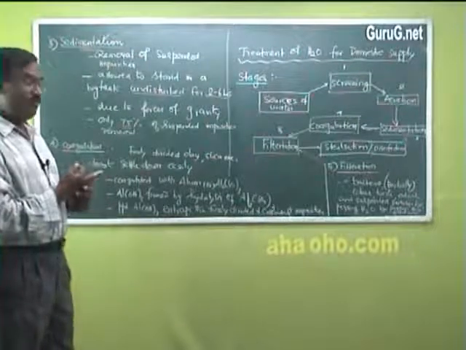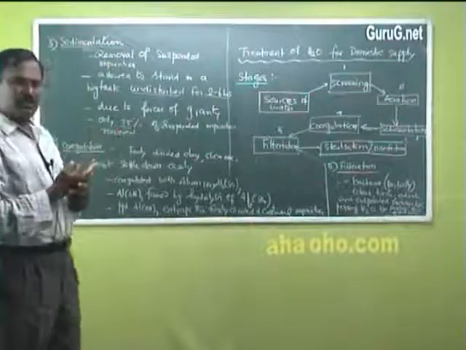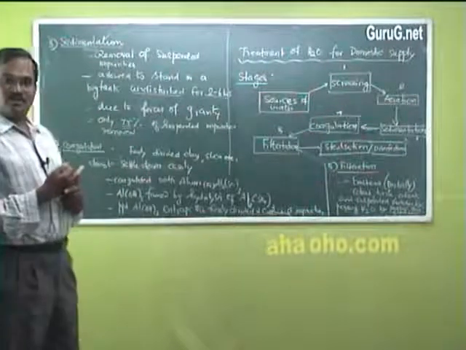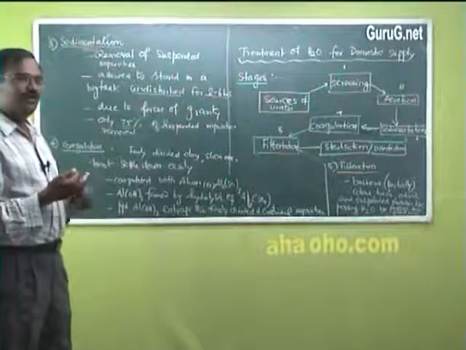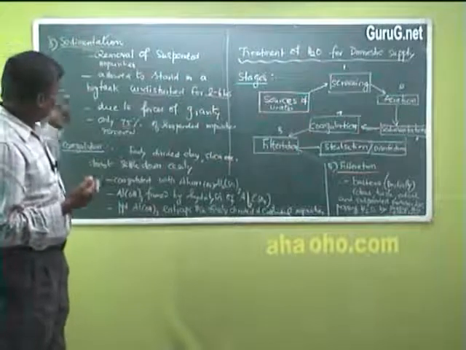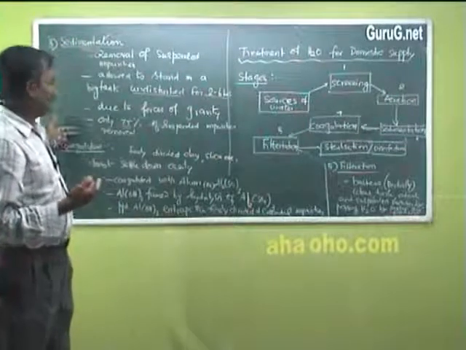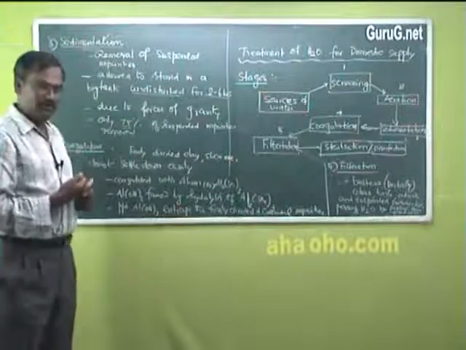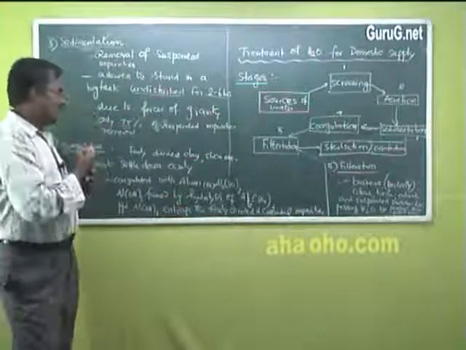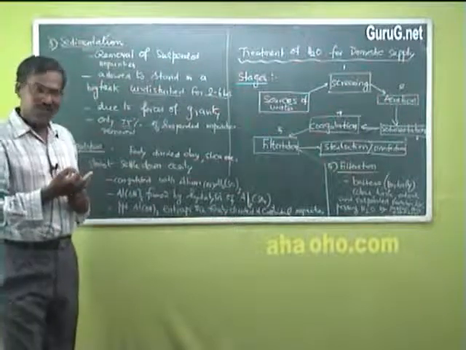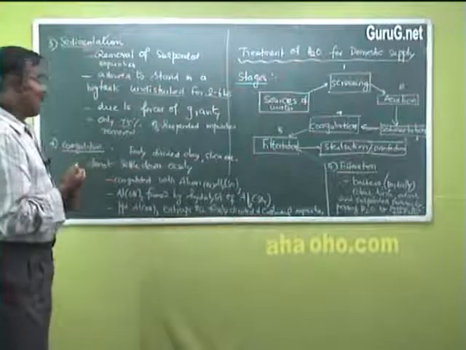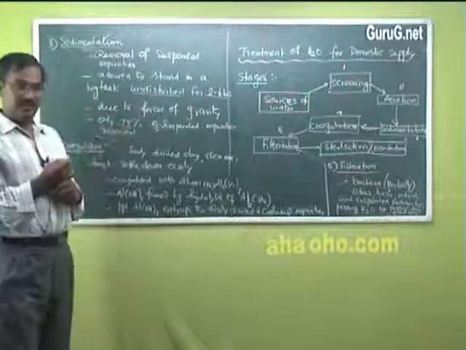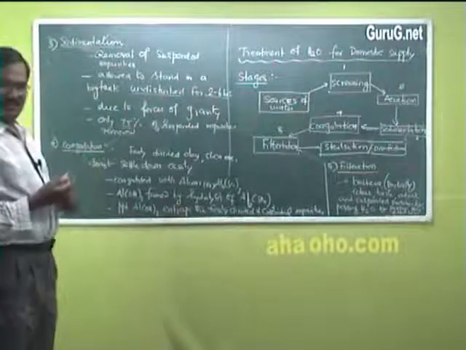The reason is very obvious. The 25% of the particles are still smaller in size, so they do not settle down. That is, they are finely divided, and thereby they are not getting settled down. Such finely divided suspended particles can be removed by the next technique, coagulation, by adding some chemicals.